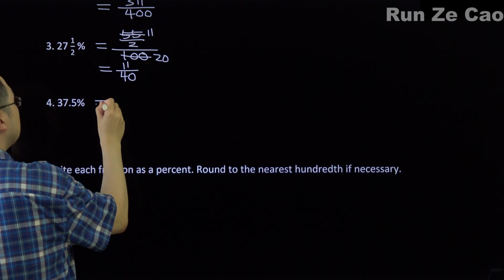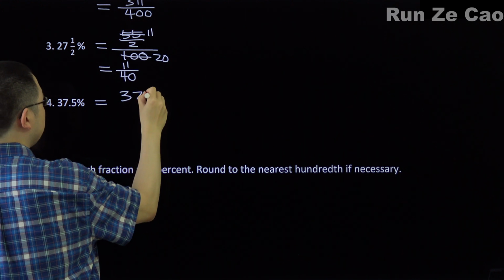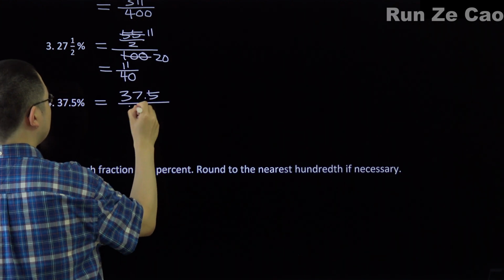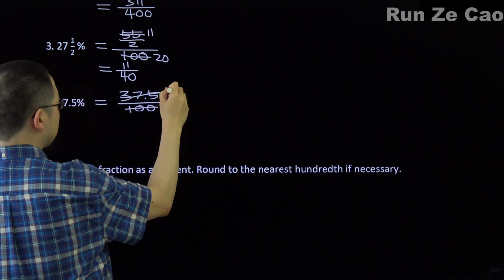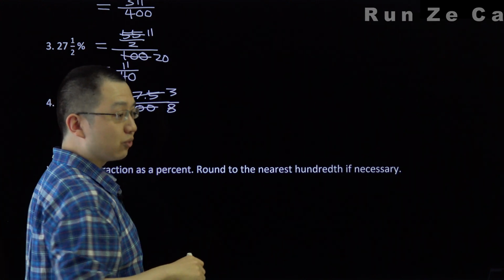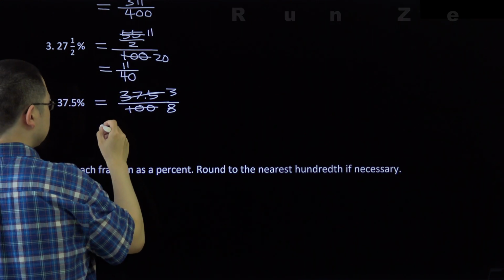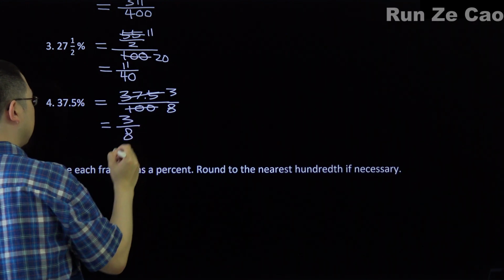37.5%. Well, that's 37.5 over 100. Which, by the way, cancels out to be 3 over 8, because we can divide both top and bottom by 12.5. So this is equal to 3/8.